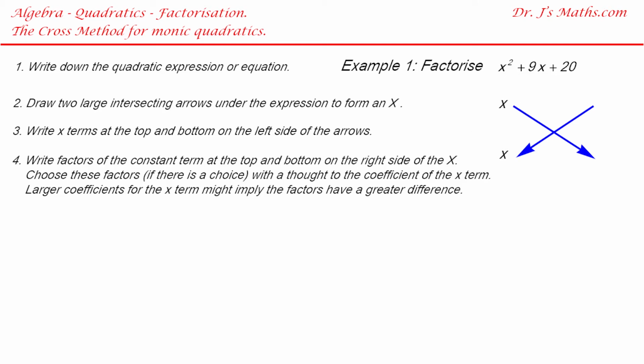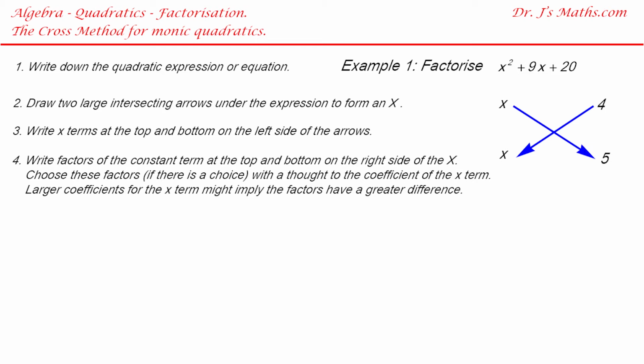Now we're going to write factors for the constant term at the top and bottom of the right side of the crossed arrows. Choose these factors, if there is a choice, sometimes there's not because it's a prime number, with a thought to the coefficient of the x term. Larger coefficients for the x term might imply the factors have a greater difference. Well, here we'll just pick numbers in the middle, so the factors of 20 are 5 and 4, and 5 times 4 is 20.